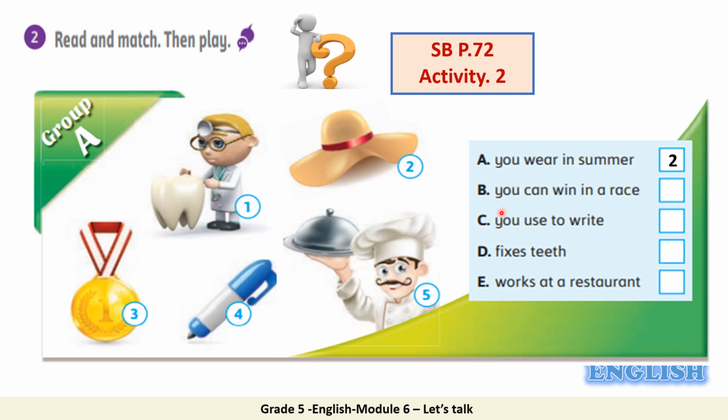Number 2. Something you can win in a race. Good job. It's a medal. Number 3. Something you use to write. Great. It's a pen. Someone who fixes teeth. Good job. He's a dentist. Someone who works at a restaurant. Good job. He is a chef.